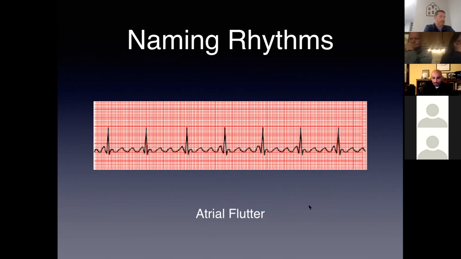So again, it's a flutter, but if you want to be perfectly accurate, you want to describe what the ventricle is doing and what the degree of block is. But again, this is the origination of the rhythm is from the atrium, and then you're describing what it's actually doing there. All right.